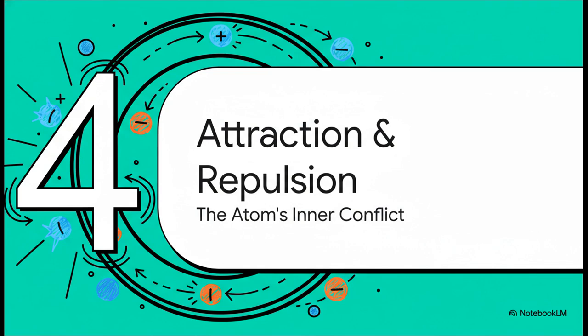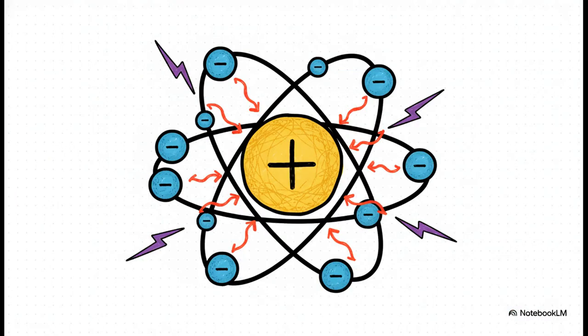Now, to truly read our map and start predicting how things behave, we have to understand two invisible forces that define every single atom. It's a constant push and pull happening inside. It is a constant battle. On one side, you have the positive protons in the nucleus, and they're pulling all the negative electrons inward. But at the same time, all those electrons are negatively charged, so they repel each other, pushing outward. This constant tug-of-war is what determines pretty much all of an element's properties.